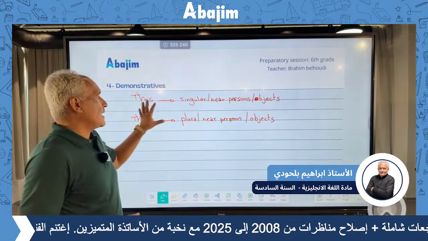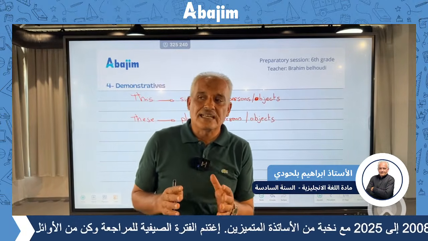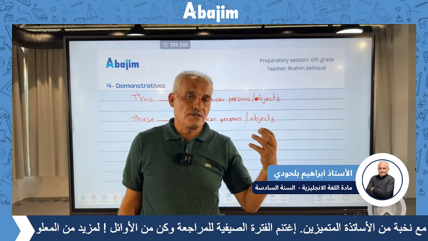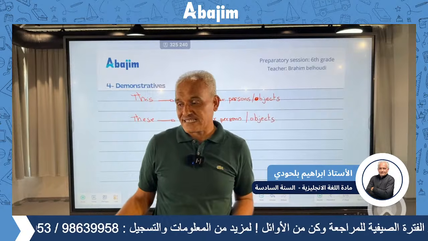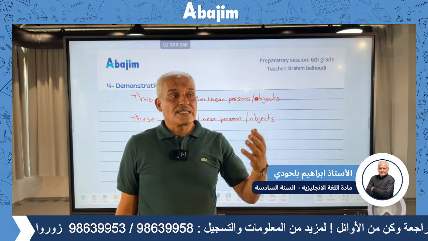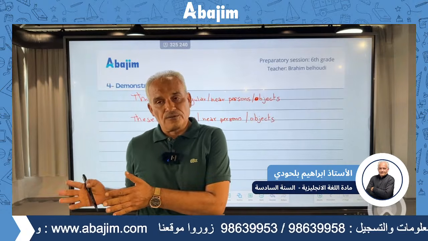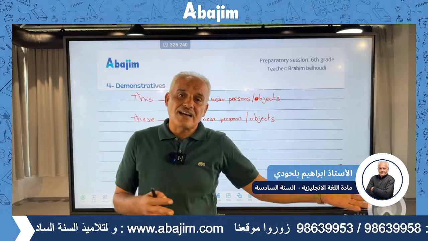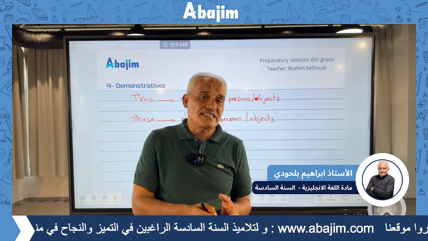Okay. However, this is used when you have a singular noun. Okay, a singular person or an object, or a plant or an animal, and so on. This is a cute cat. This is a beautiful tree. Okay, these are in plural. These are my parents. These are my books. These are my classmates. These are my parents, and so on.